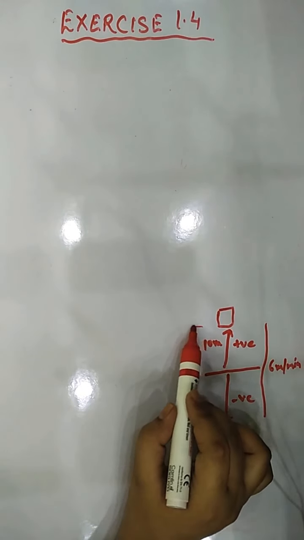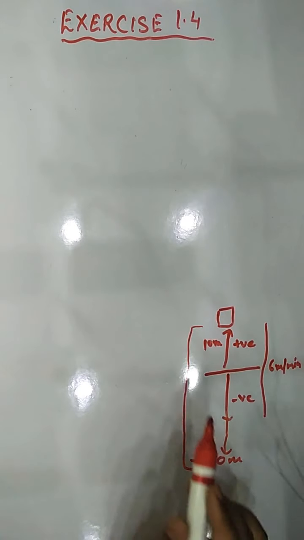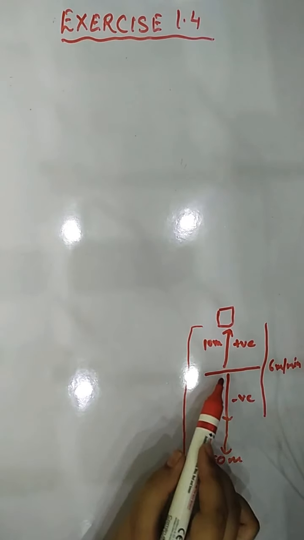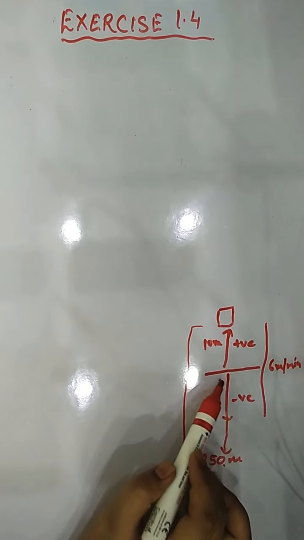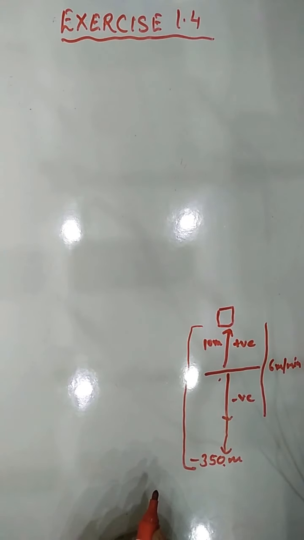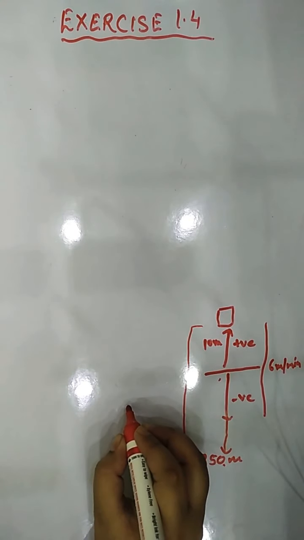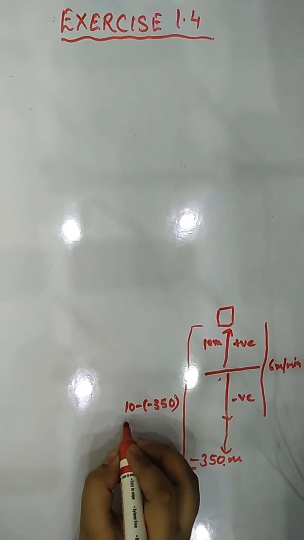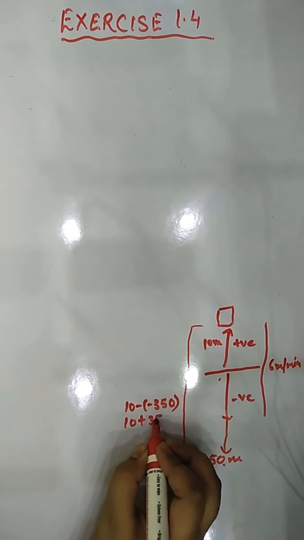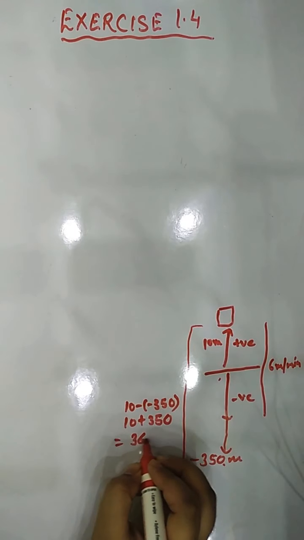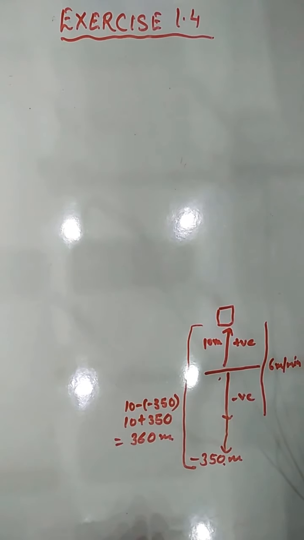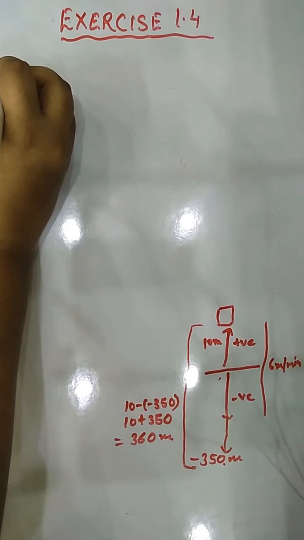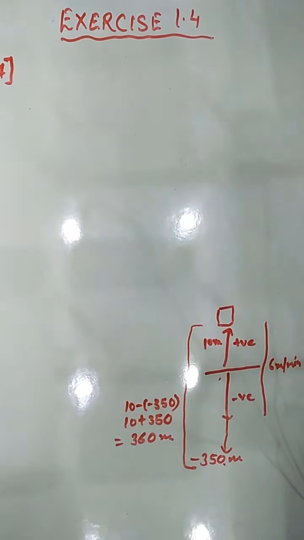So how much distance is covered? Total, this side 350 and this side 10. So total how much distance? 360. So how will you write? 10 minus minus 350. Therefore 10 plus 350, that is 360 meter. This is how you write. So let us start writing the solution.